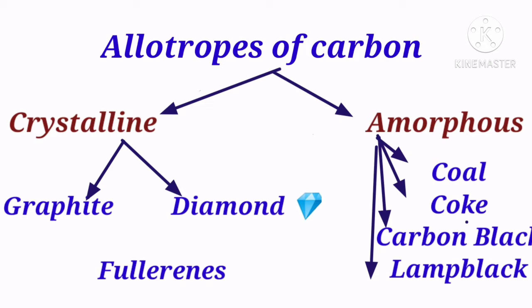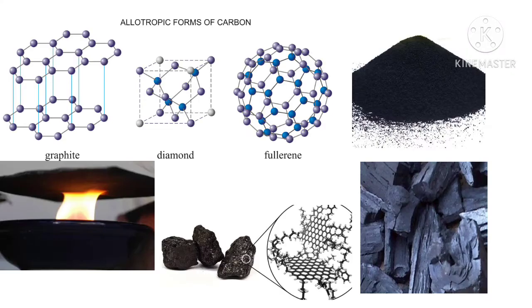And the second one, amorphous carbon allotrope. The amorphous carbon allotropes occur in different forms, namely coal, coke, carbon black and lamp black. These are the amorphous allotropes of carbon, and bone charcoal also. Amorphous carbon is usually considered to contain microcrystals of graphite. These are the allotropes of carbon.